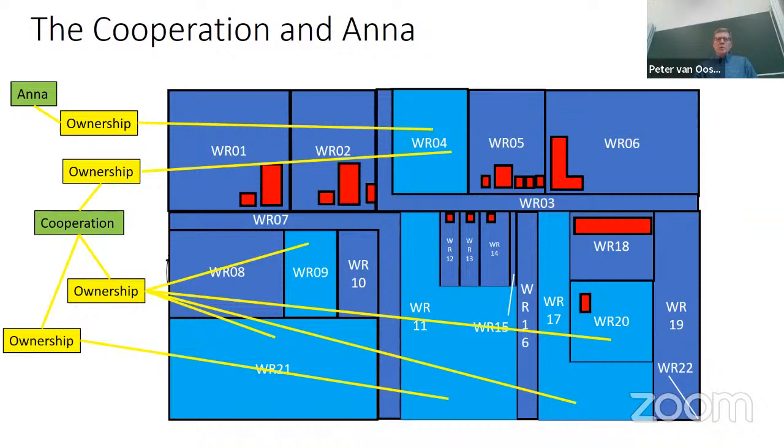Then we have another normal person and the corporation. Anna is owner of parcel 4, but not by herself. Also, the corporation is owning that parcel number 4. And the corporation has also a lot of other properties.